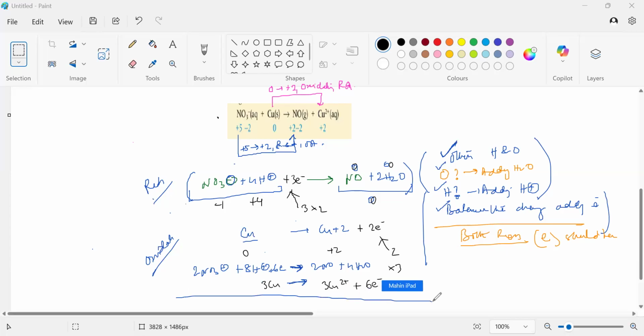Now to add this, right? To add this, what do we do? This gets cancelled out. Yes. This is NO3 minus. Just leave it. Complete it. And after that, it'll give me a question to practice, right?